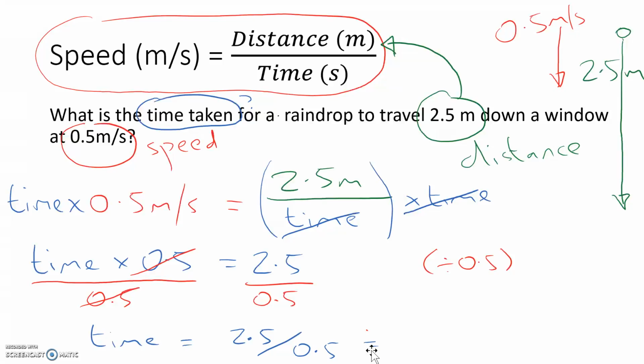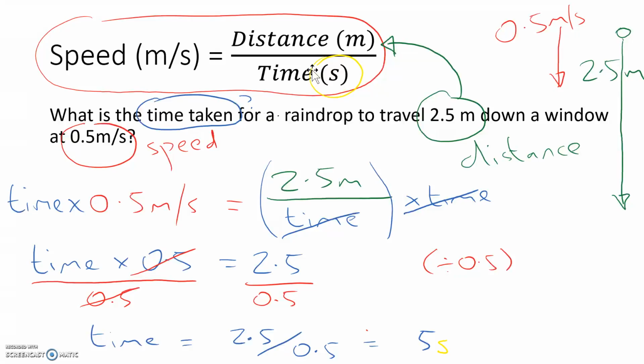Okay, in other words, how many 0.5s go into 2.5? Well, we could check with our calculator, but I think 2.5 divided by 0.5 is going to equal 5. Okay, 5 what? Well, we've got time is 2.5 divided by 0.5, or time is 5 somethings. Or what were our units of time? Our units for time were seconds.